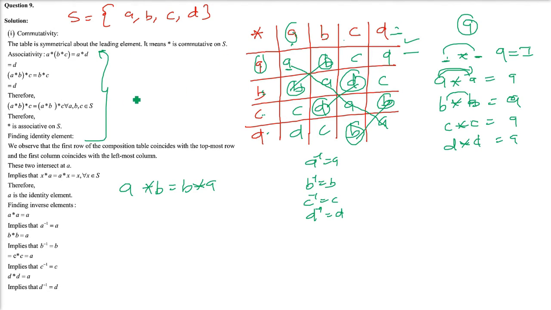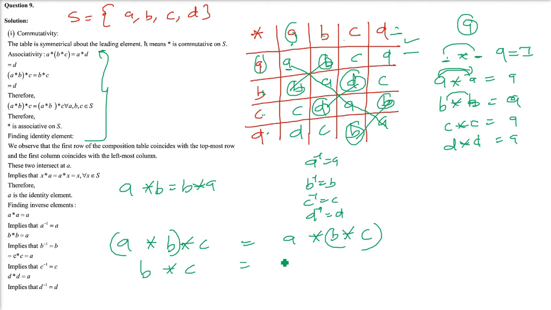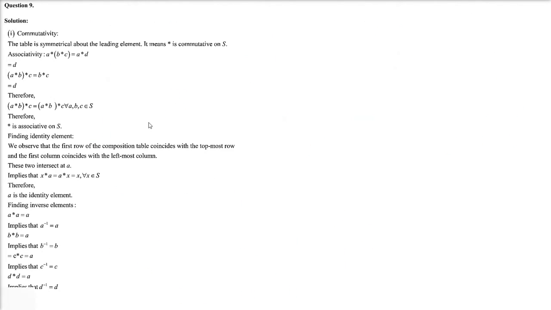Okay, coming to associative. Let us take A star B star C. Here star is the operation. So do A star B first and then B star C second, and try to find out whether they are equal or not. A star B from the table is B, then B star C: B and C gives you D. Now B star C, the B and C intersection is D, and A star D is again D. So D is equal to D. From here we are confident that star is associative.